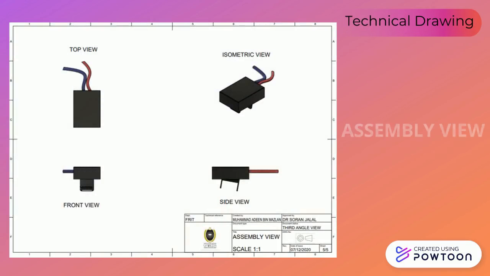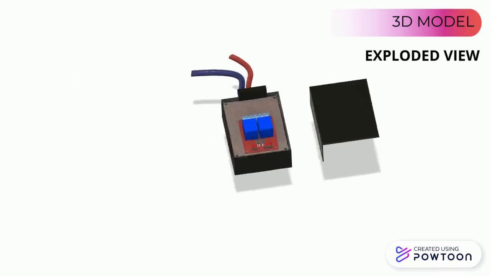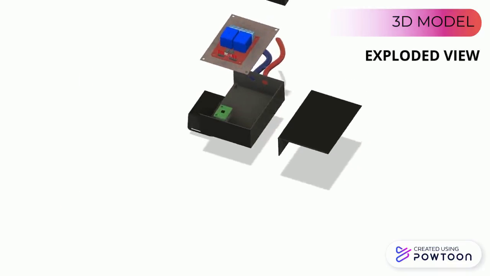On this slide, we can see the assembly view from the third angle view with 4 views, which are the top, isometric, front, and side view. The next slide shows the exploded view for the 3D model, which we can see the internal mechanism for this product.